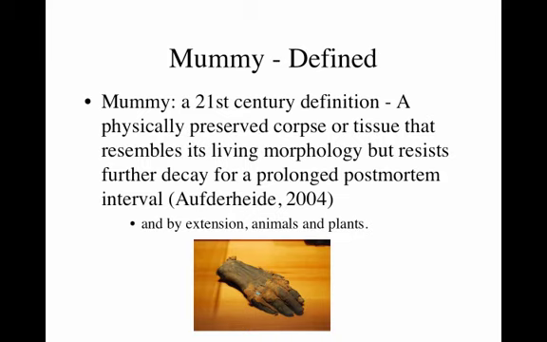If we just had the skin of that hand, but it was mummified and we could tell that it was skin resembling its living morphology, it would be mummified skin. We could have a mummified finger. We could have a mummified limb, as in the case of the hand. We could have a whole mummified body.